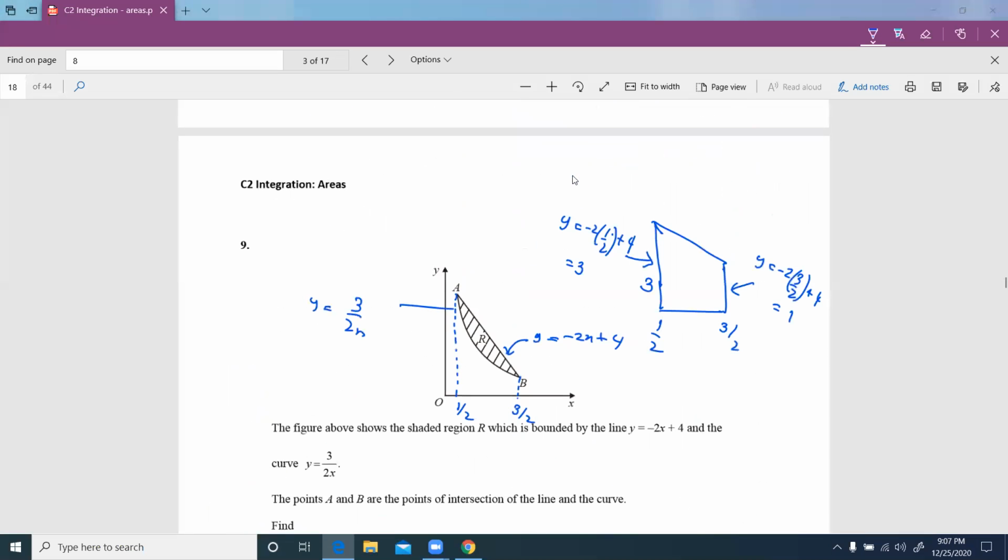Then out of this one, if I remove this part, this area, you can get the required region R over here. How do you find this area? Simply, we know that if you integrate the curve, this bit of the curve, from half to 3/2, you can get the answer for this question.